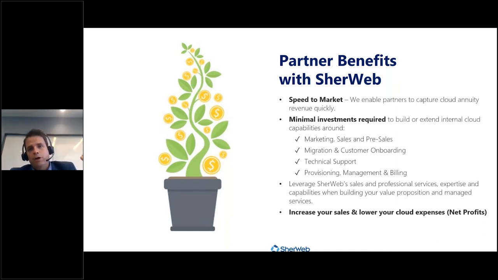That is, with SureWeb, we can accelerate your cloud sales, so increase your top line revenue. We help you decrease your operational expenses, so your bottom line, and together that helps you achieve much higher net profits or margins. It's not just about the gross margins. What do I pay for the license? What's my markup? What's my profit? No. How much more can I sell? How much can I decrease my costs? Therefore, what is my net operational profit? And that's really what we focus on at SureWeb, allowing you, the partner, to focus on selling and growing your business.